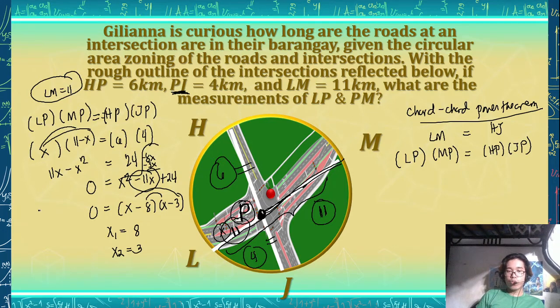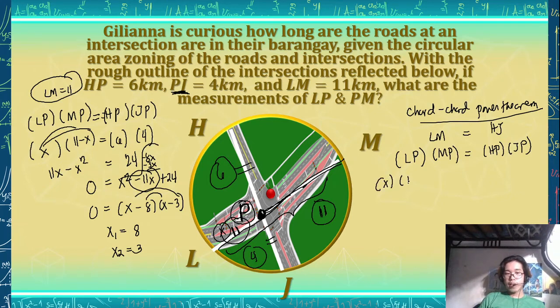For this example, we have the two values of the chord, that's going to be 8 and 3. They have to be the same to each other. If we create the equation over here, that's going to be x times 11 minus x is going to be equal to 24. Let's try the value of 8 if it will give us 24. So that's going to be 8 times 11 minus 8. So it's 11 minus 8, that should give us 8 times 3. So that gives us 24.